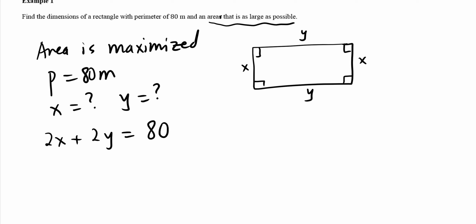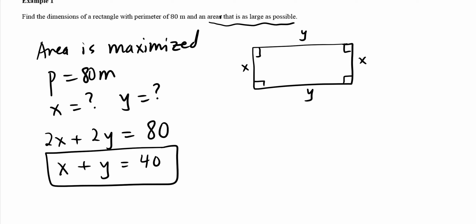You can divide everything by 2 to make it simpler. So I got here something that probably I can use later on. So we read the problem, we assigned the variables, we wrote down the given, we wrote down what we're looking for. We need to find an equation now, an equation for the quantity that I'm trying to either minimize or maximize. Well, I'm trying to maximize the area.